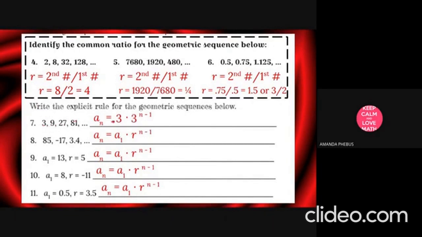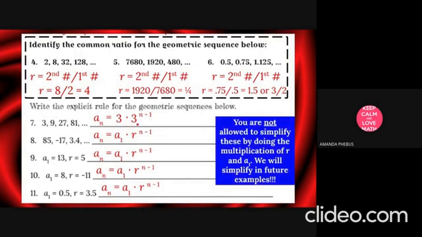Now, because this 3 and this 3 are the same number, I'm going to be able to simplify, but I don't want to do that quite yet, okay? But definitely do not multiply these 3's together. You are not allowed to simplify these by doing the multiplication of a sub 1 and r. I will show you some examples where you can simplify and you don't even multiply in those examples, so just don't do it. Like, really don't do it.